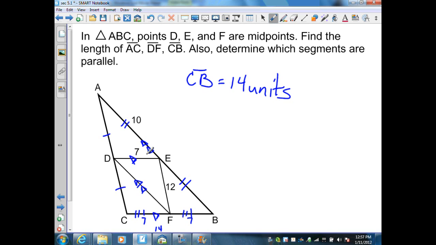And I'm given that this segment, AE, is 10. Therefore, EB must be 10. And the entire length of segment AB must be these two segments added together, which is 20. And I know that DF is the midsegment of the triangle and must be parallel to the third side and half as long as the third side. So DF is 10, another segment we needed to determine.